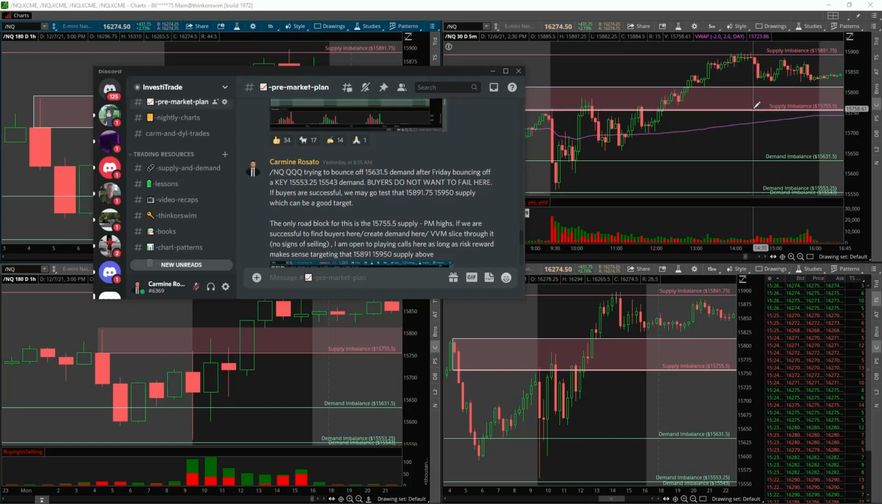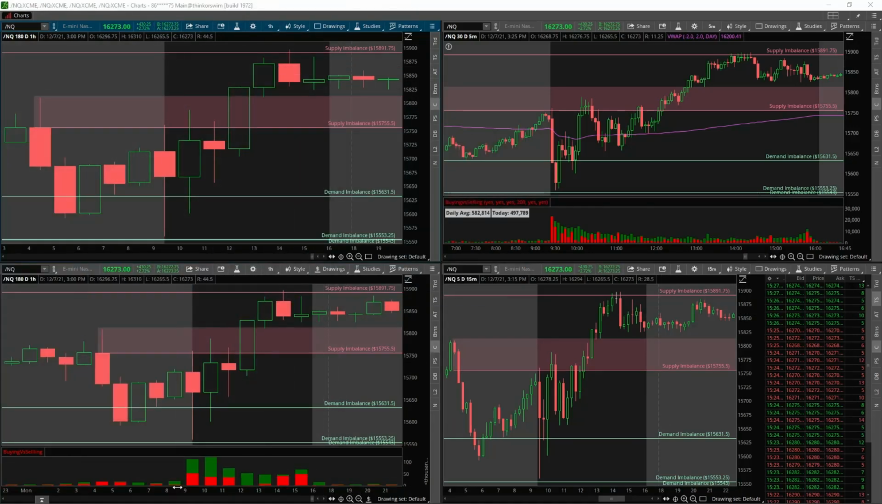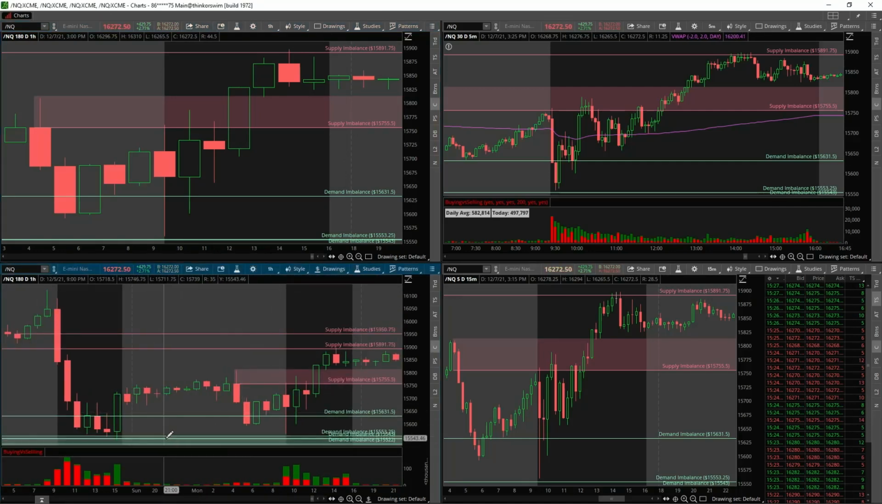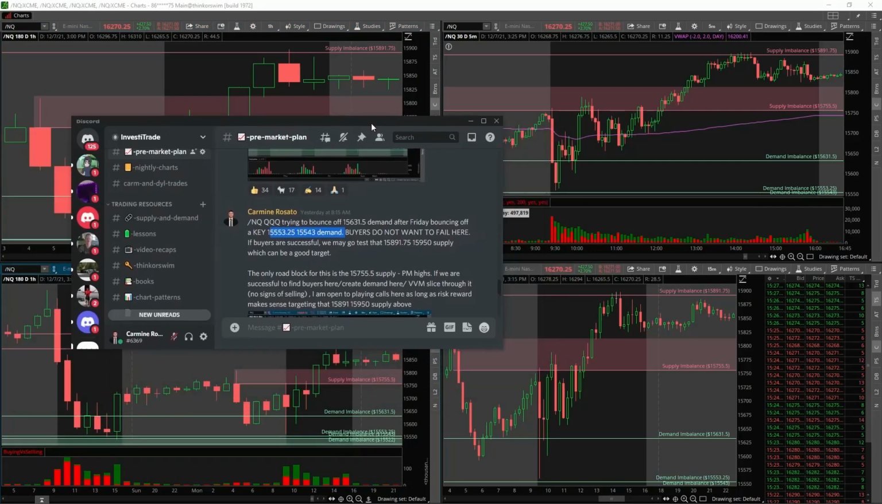Now we had Nasdaq. I did not take this trade because I was solely focusing on the S&P. I know a bunch of members took this and made very nice gains off of it. So this was the same context on the S&P. We had very, very key demand at 15530 and 15543. This is the same scenario. I wanted a higher low to be put in at the demand zone, which we did perfectly. That would have shown signs of buying on a larger time frame. If buyers are successful, we're going to go test the 15891, 15950 supply, which will be a good target.